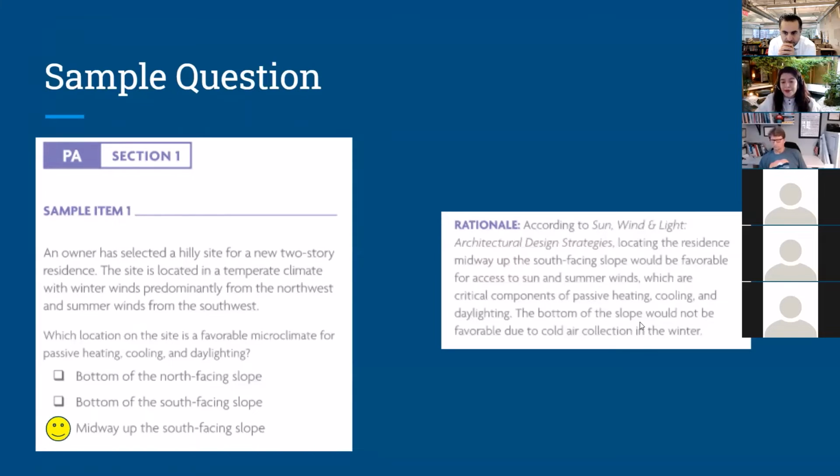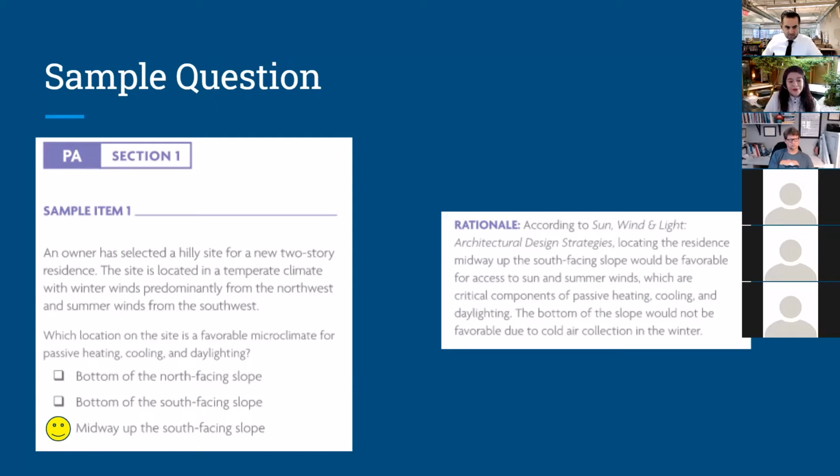Okay, the bottom of the slope would not be favorable due to cold air collection in the winter. So this is also really important to study. When you have hills or slopes in the winter, usually the cold wind collects at the low point of any slope. So if you have this new house in a temperate climate and your winter wind is coming from northwest and summer wind coming from southwest, then what's the favorable microclimate?